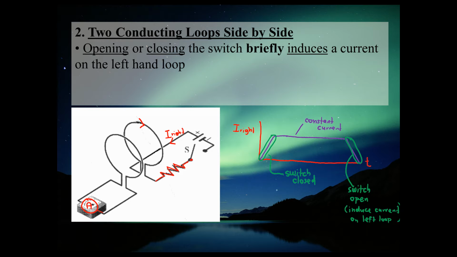And same thing right here. When we close the switch, we induce current on left loop. When you have a constant current at the very top, no induced current.